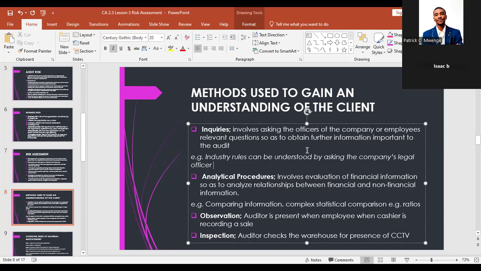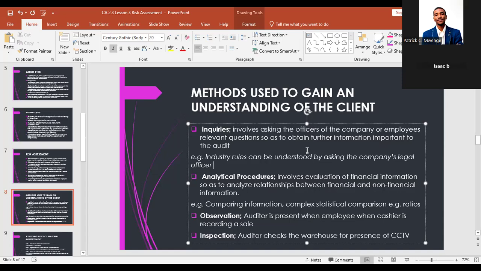So inspection and observation, they are a bit synonymous, right? Sometimes they're used interchangeably. But inspection, simply you go to the client's business, you look for specific items, right? So if it's observing the CCTV in the particular warehouse, you sit there, you look around, you inspect. Does this client have CCTV here? If not, okay, there's a chance that inventory is going to be stolen, right?